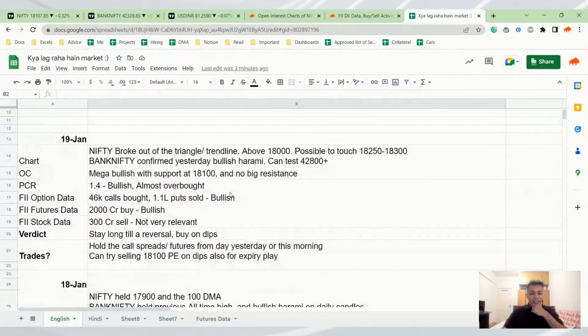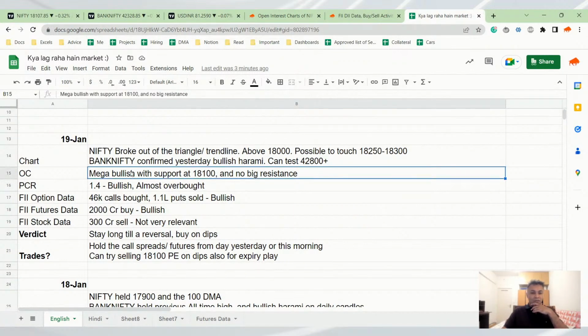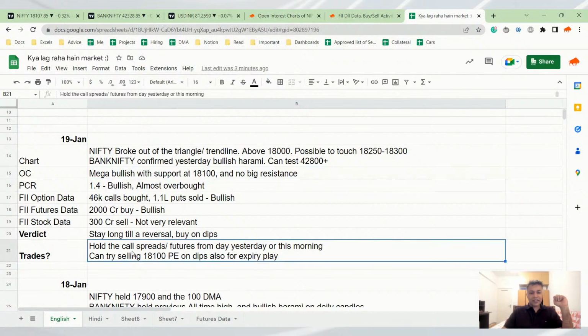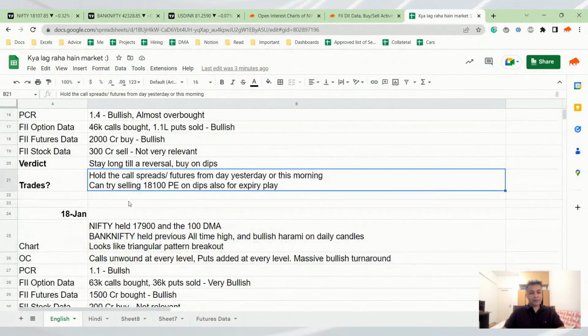So yesterday we said that trying the 18,100 put on dips today might be a good idea because we expected bullish price action with 18,100 as a support, right? Yes, it was true that PCR was always overbought. But to put things in perspective, despite the US cracking down 2%, Nifty was stable at only 0.5% down or something. So 18,100 held. This trying to sell 18,100 put on dip for expiry play worked.